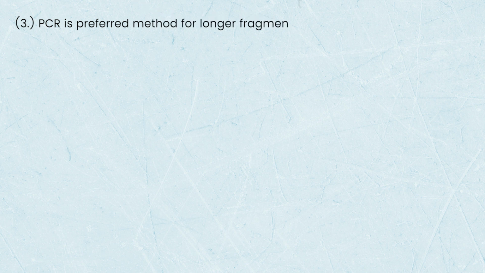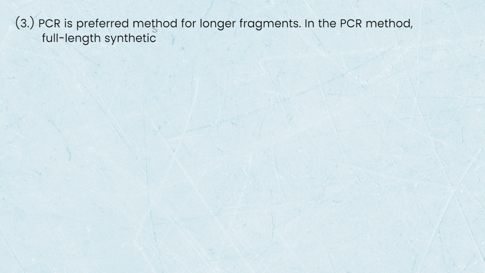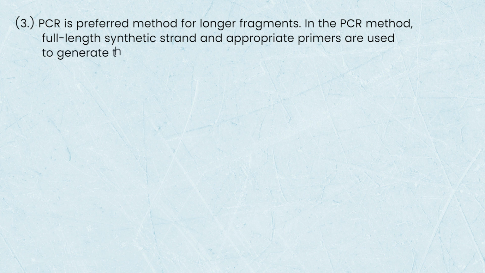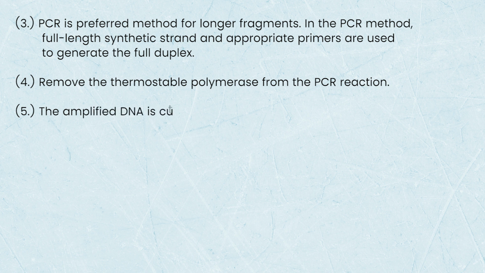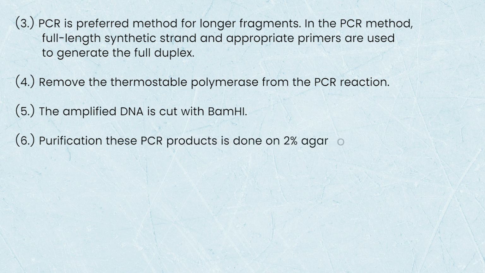In the third step, PCR is the preferred method for longer fragments. In the PCR method, full length synthetic strand and appropriate primers are used to generate the full duplex. In the fourth step, remove the thermostable polymerase from the PCR reaction. In the next step, the amplified DNA is cut with BamHI. Purification of this PCR product is done on a 2% agarose gel.